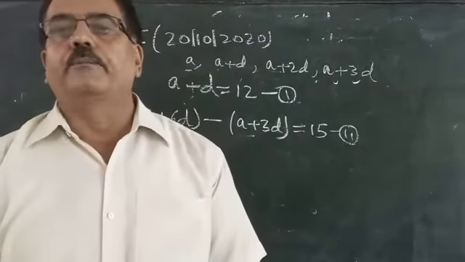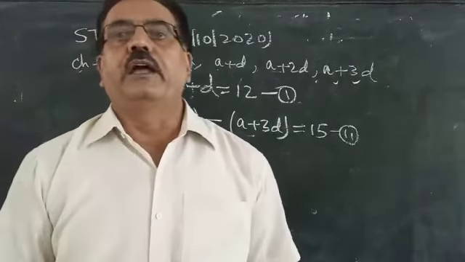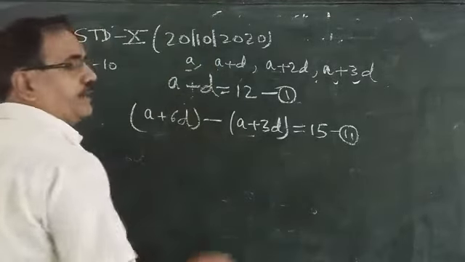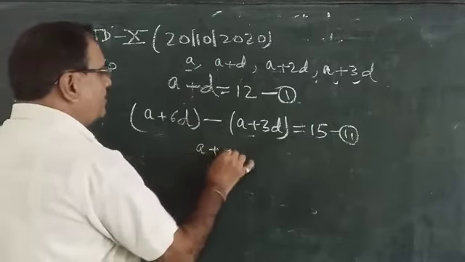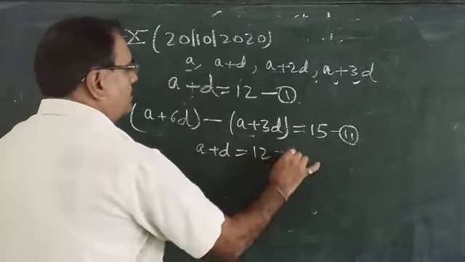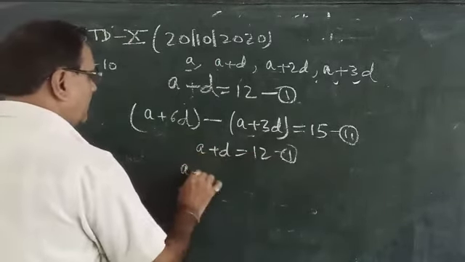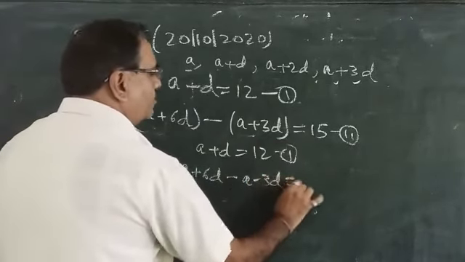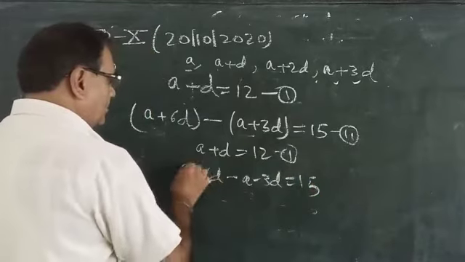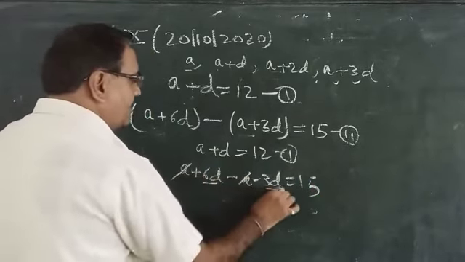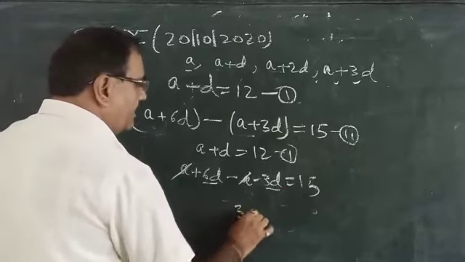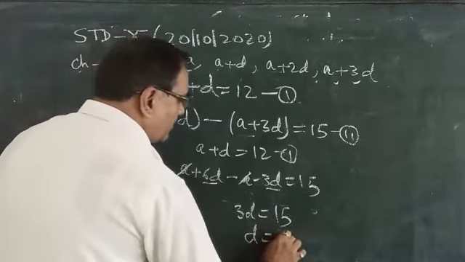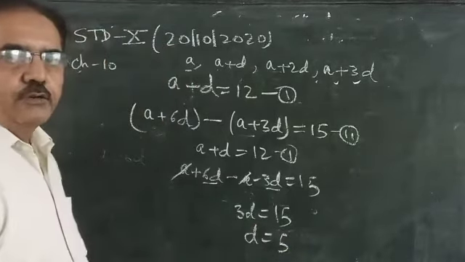So you have to find the value of a and d by the first and second equation. So the first equation: a plus d is equal to 12. This is first. Open this one: a plus 6d minus a minus 3d is equal to 15. So a and a cancel, 6d minus 3d means 3d. 3d is equal to 15. So d is equal to 5.